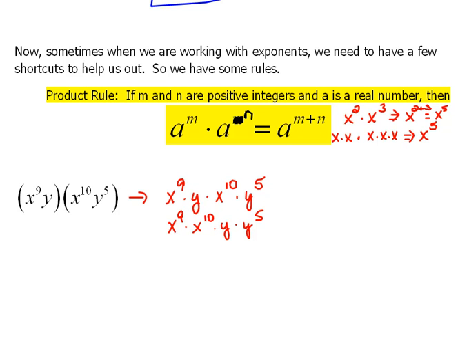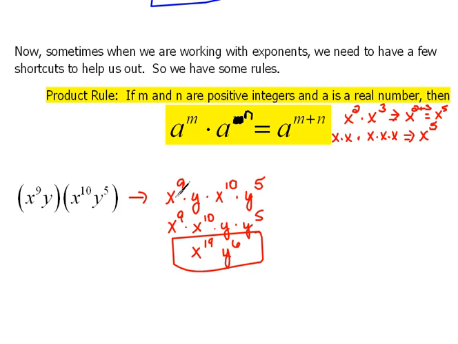Now by doing that, we can follow our rules of exponents. X to the 9th times x to the 10th, we are multiplying the same base, so we would add the exponents. So this would be x to the 19th power. And over here, y times y to the 5th, we're multiplying the same base, so that would be y to the 1 plus 5, which is 6. So our answer would be x to the 19th, y to the 6th power.